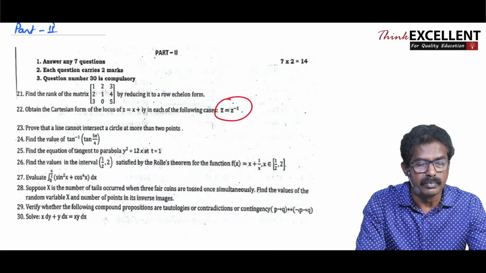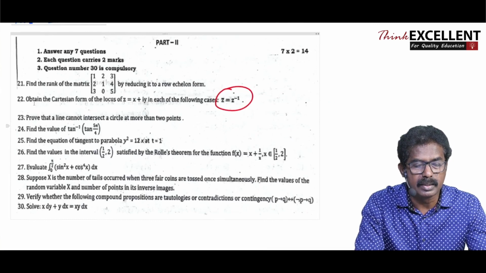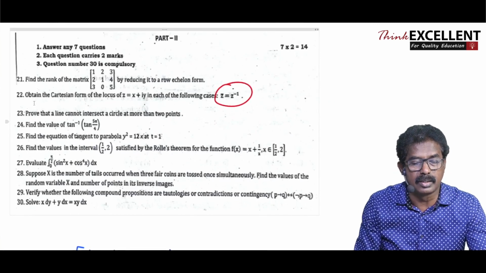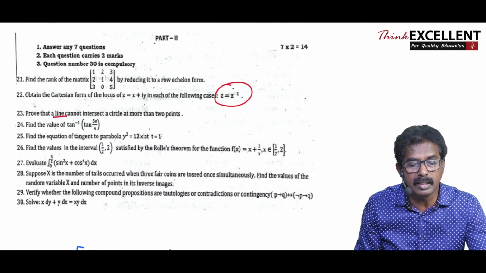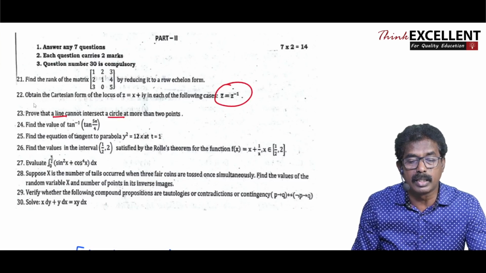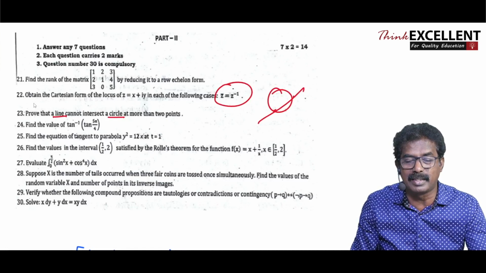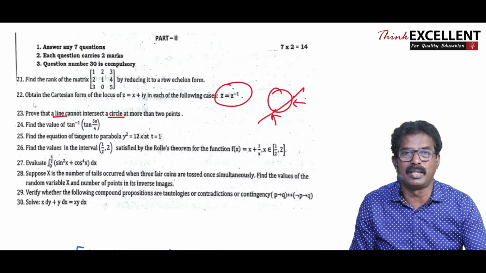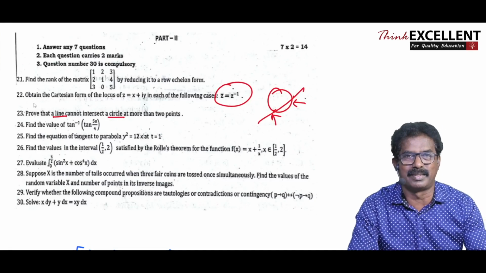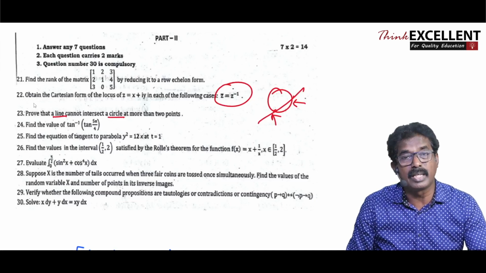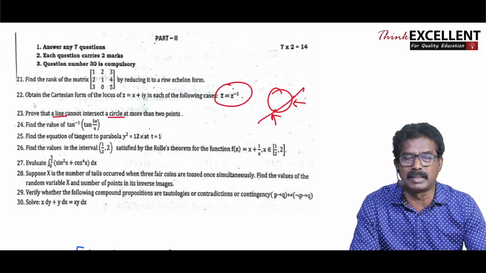Now listen, question number 23. Prove that a line cannot intersect a circle at more than 2 points. You know, a circle is given, a line is given. Maximum it can intersect at what? 2 points only. If you draw a diagram and show, they won't accept, they won't give marks. So, you know the equation of a line, y equal to mx plus c.